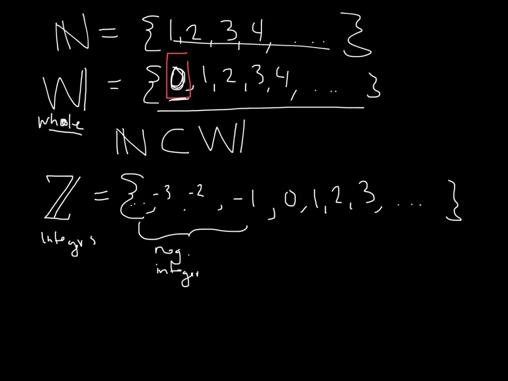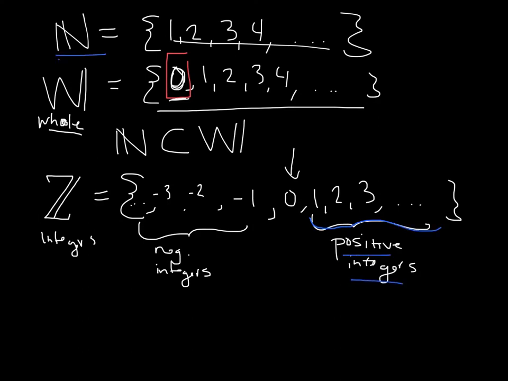So these are the negative integers. These are the positive integers. And then of course we have that whole number 0 in there. So notice that positive integers is just another name for, so maybe let's do that in blue, the natural numbers. They're exactly the same set, 1, 2, 3, and so forth.